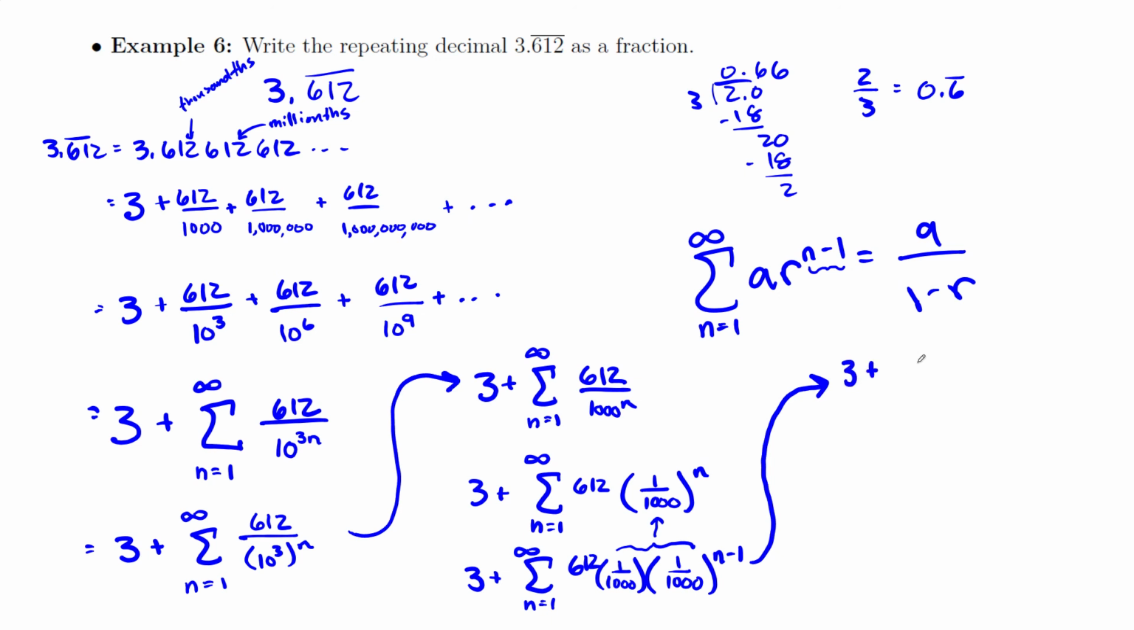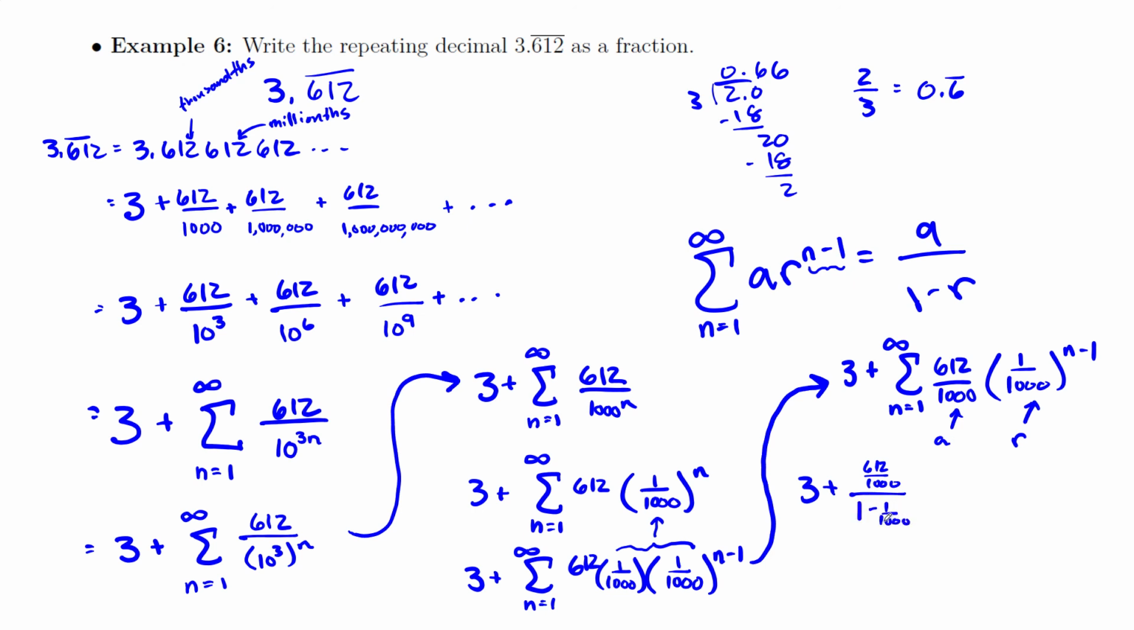This will be 3 plus the sum from n equals 1 to infinity of 612 over 1,000 times 1 over 1,000 to the n minus 1. That's my A, that's my R. So this becomes 3 plus 612 over 1,000 over 1 minus 1 over 1,000, which, after a little bit of, I'm running out of room here, so this will be 612, and this will be 999 over 1,000. The thousands cancel, so it'll be 999.